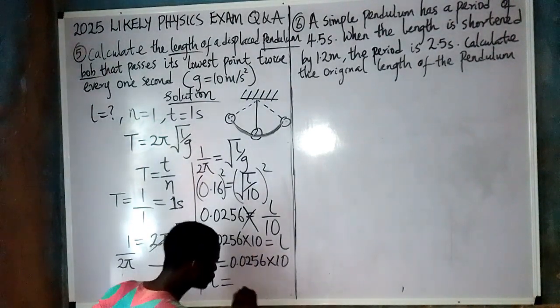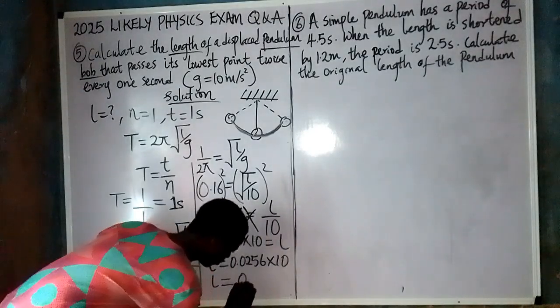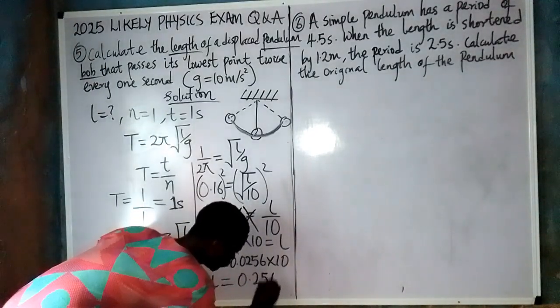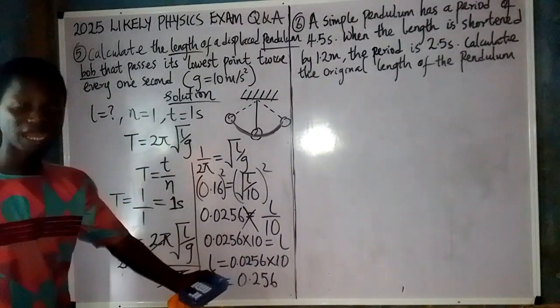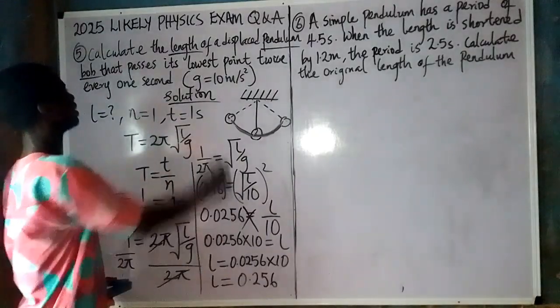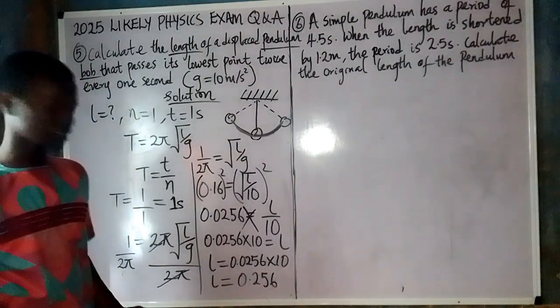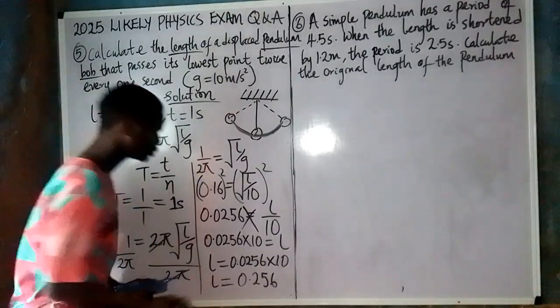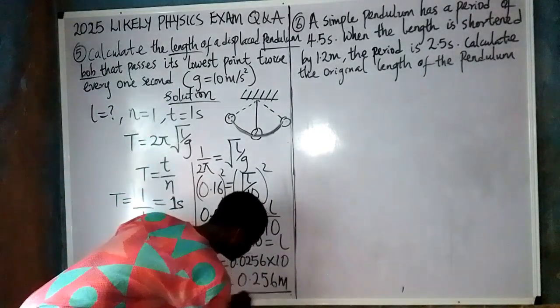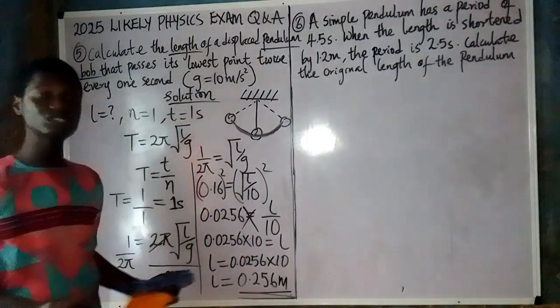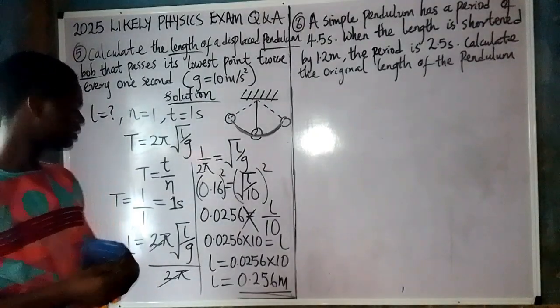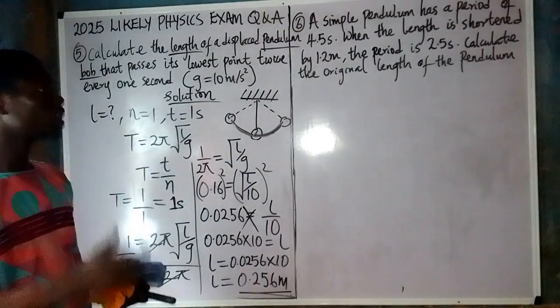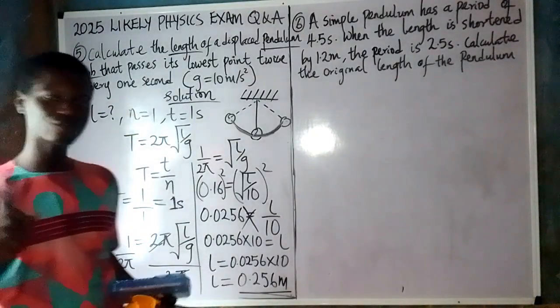If you do this with a calculator, you have 0.256. Are you seeing that? This is the length that we are asked to find. Now, because it is length, what is the usual unit for length? It is meter. And this is the answer to this very question. It is that easy. So we are going straight to the next question without further delay.